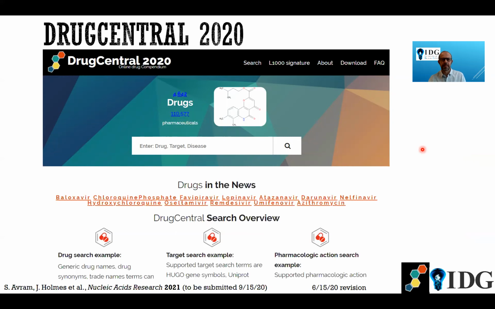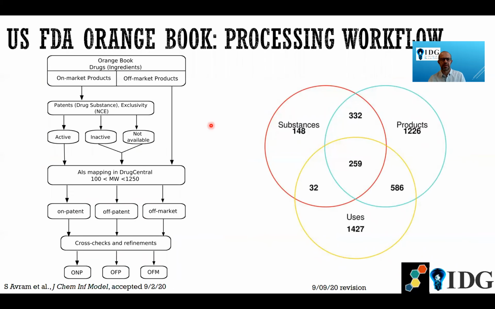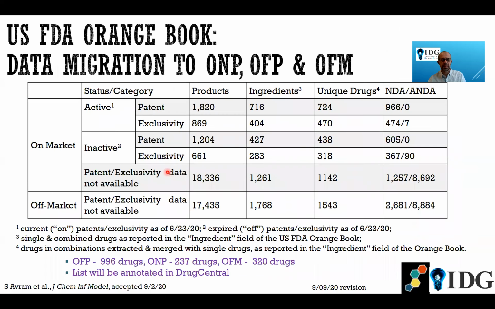And we try to reconcile this as accurately as possible, and we offer multiple layers of annotation for each individual active ingredient. More recently, we have examined the FDA Orange Book to try to address the question of how many drugs could be available for repositioning. And if one looks at the Orange Book, there are the so-called on-market products and the off-market products. And of course, the off-market products go straight into the off-market bin. Whereas the on-market products have two categories, on-patent and off-patent. And with that in mind, we actually paid a lot of attention to the status with respect to both patent and exclusivity.